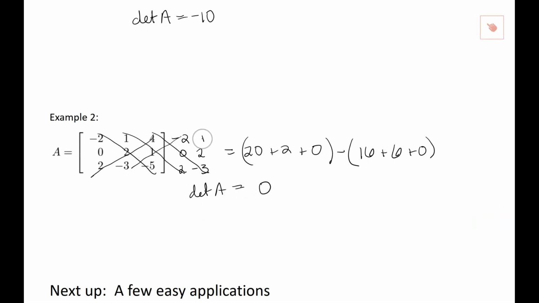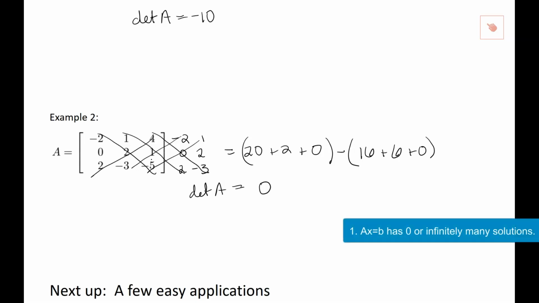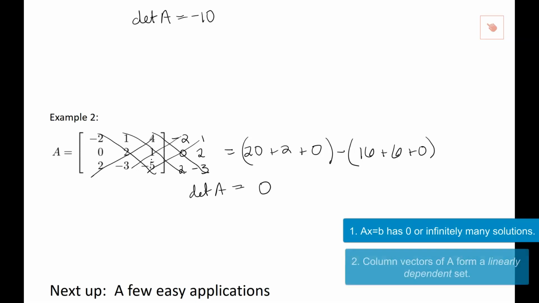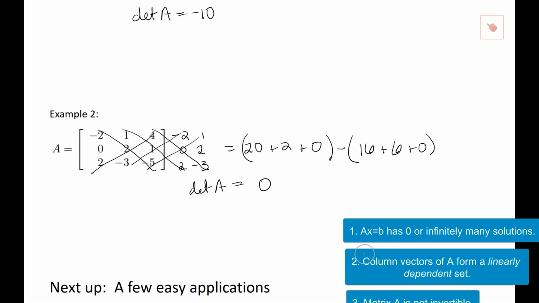Now, just as in the case with the 2x2 matrix that we saw before, having a 0 determinant tells us a couple of things. It tells us that the linear system AX equals B either has no solution or it has infinitely many solutions. It also tells us that the column vectors of the matrix are linearly dependent and that the matrix is not invertible. And we're going to see more of this as we go through the next videos and see a few easy applications. So let's do that.